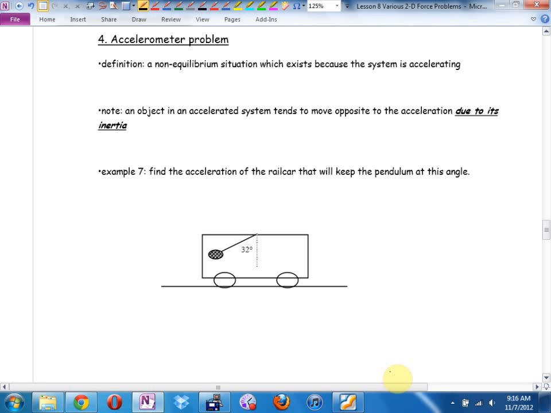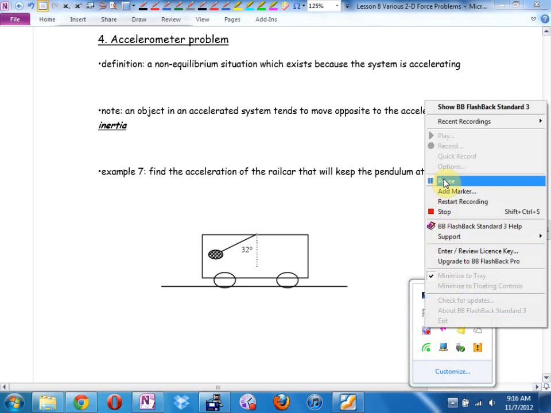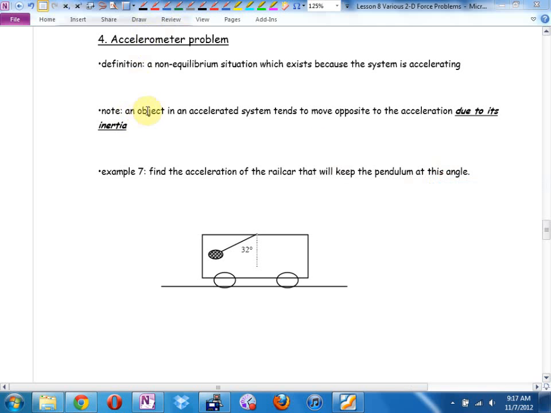Number 4, the accelerometer problem. This is nice just because it's good nerdy thinking. So I want you to watch something. So here's what we're looking at. An object in an accelerated system tends to move opposite to the direction due to its inertia. Its mass wants to resist the acceleration, Newton's first law. Objects want to remain at rest or go in a straight line at a steady speed.